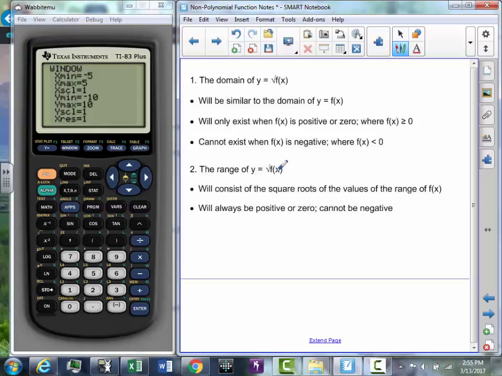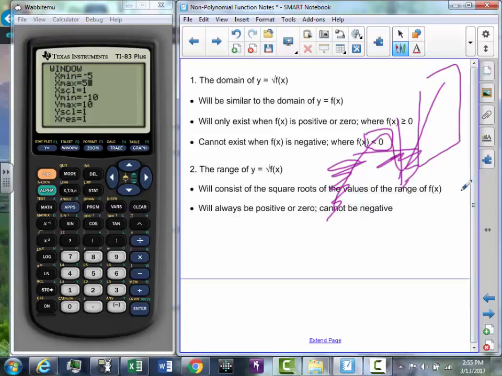The range is pretty much positive or 0, right? Because when you have a graph like this, what ends up happening is this section here you can't have. This section here you can't have, but right here I can square root those numbers. And right here I can square root those numbers. So your range is pretty much always greater than or equal to 0.